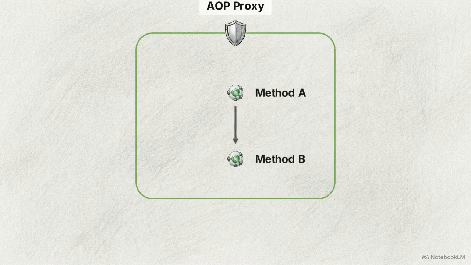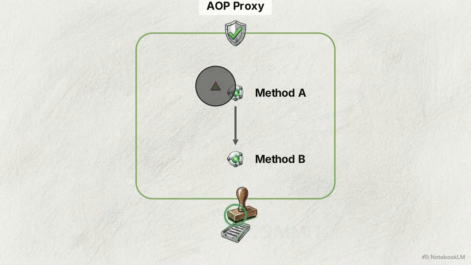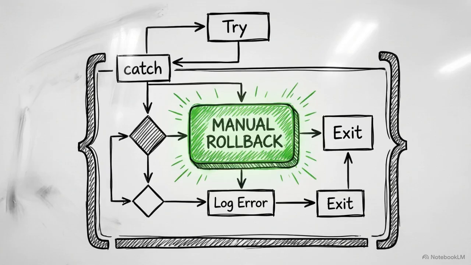What happens if both methods use REQUIRED? The inner method throws a runtime exception, but the outer method catches it. The error never propagates to the Spring AOP proxy. The proxy assumes success, so it commits the transaction anyway. To fix this, you have to bypass the default behavior. Inside that catch block, you manually invoke TransactionAspectSupport.currentTransactionStatus().setRollbackOnly() to force the rollback.